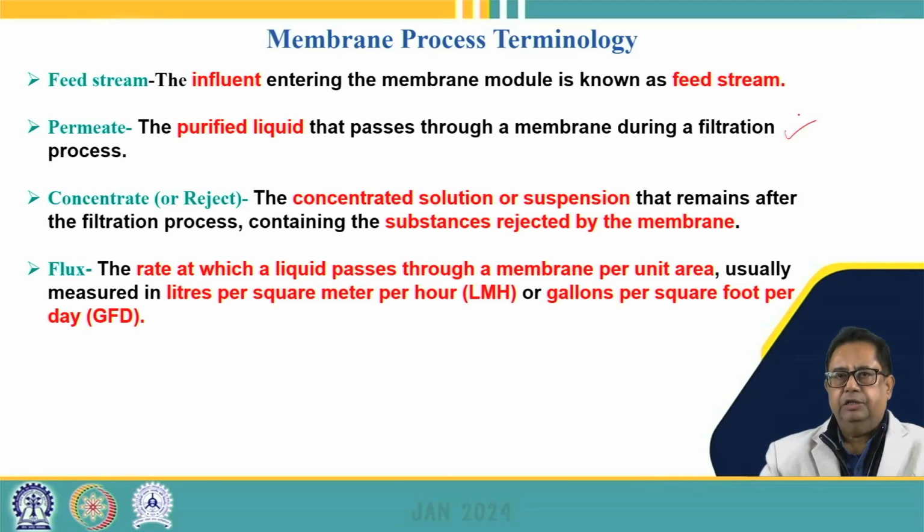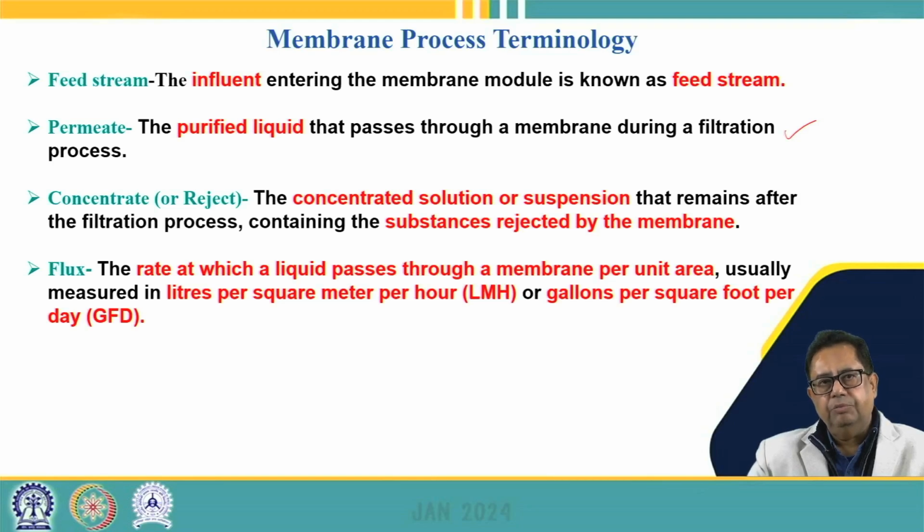So we can see that the water that is passing through the membrane, clear and purified, will be referred to as permeate. Similarly, the concentrated solution or suspension that remains after the filtration process, which you have seen in the previous diagram, the water which contains a very high concentration of the species removed by the membrane, is known as the concentrate, or it is also called the reject. So these are the substances that are rejected by the membrane.